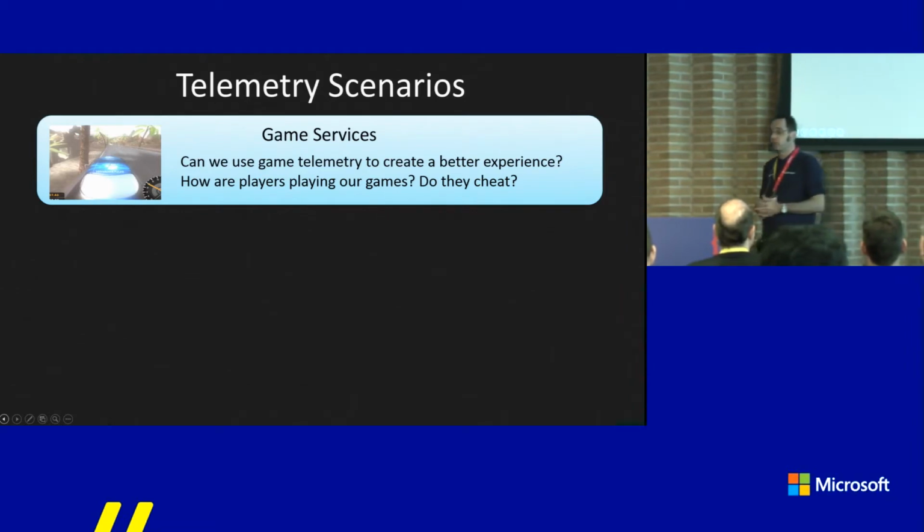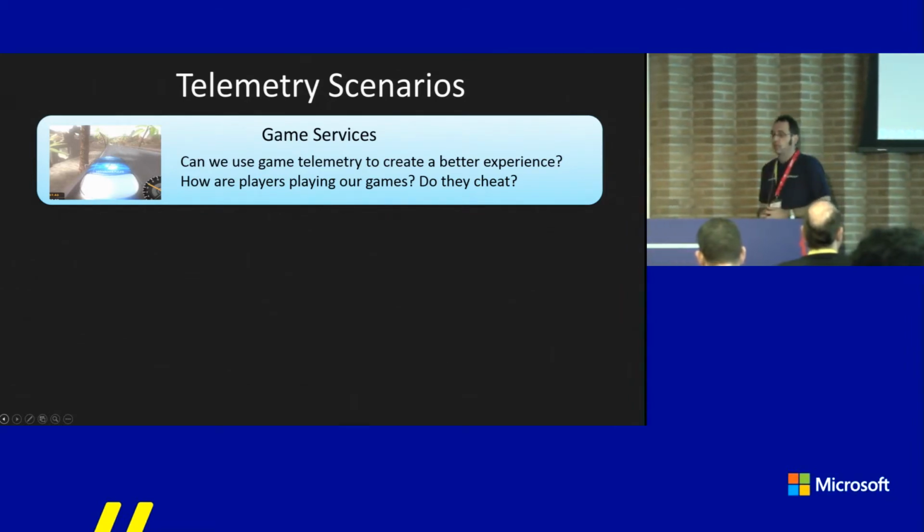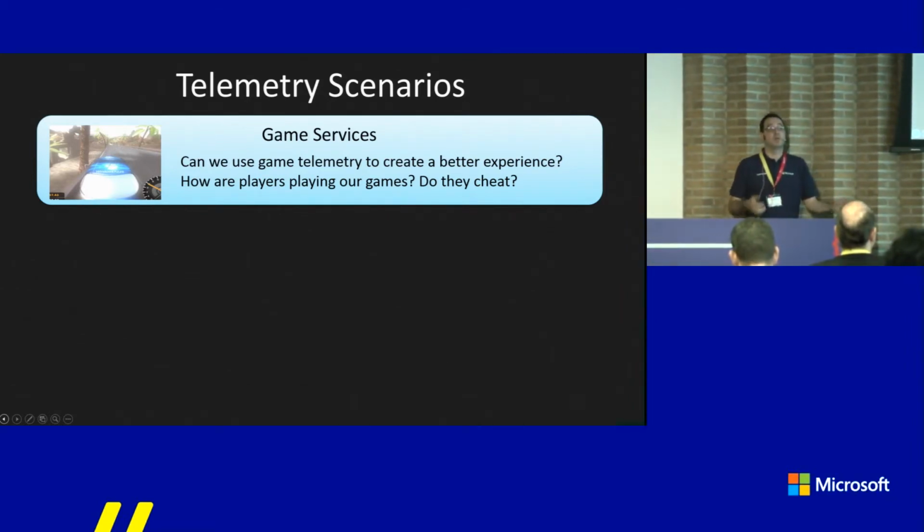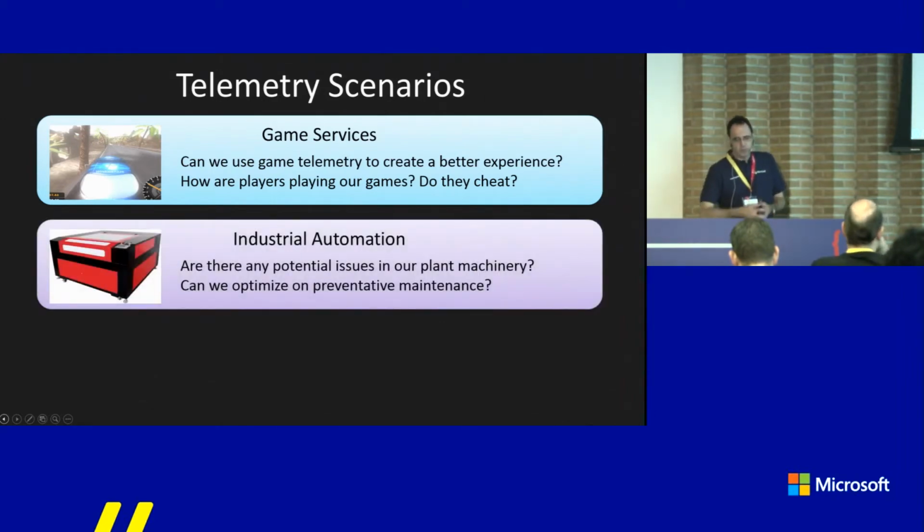If you look at games like Forza, they actually analyze the telemetry data of people who are playing the game and then use that telemetry to help generate better bot cars that can drive in the game and drive more realistically. Industrial automation is really where the money is with telemetry and the Internet of Things.